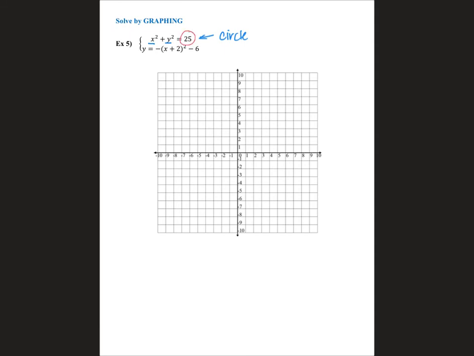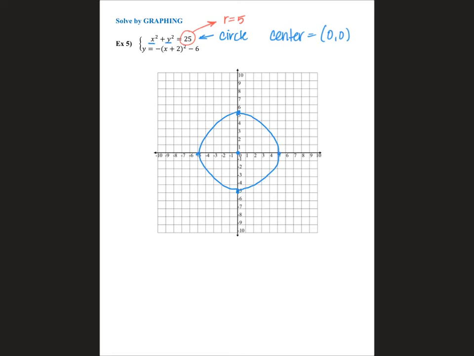Now, I know my radius comes from this number. That's a perfect square. You're always taking the square root. So for this circle, I'm going to have a radius of 5. And since there was no shift, that means my center is going to be at the origin. So if I make my center point at the origin, I'm going to go out 5 in all of the different directions, horizontally and vertically. And my circle is going to look something like this.